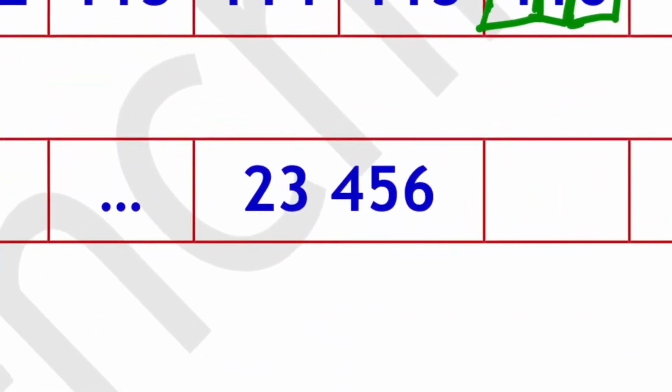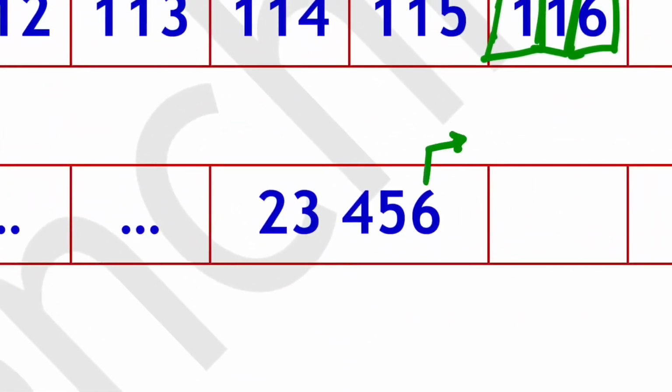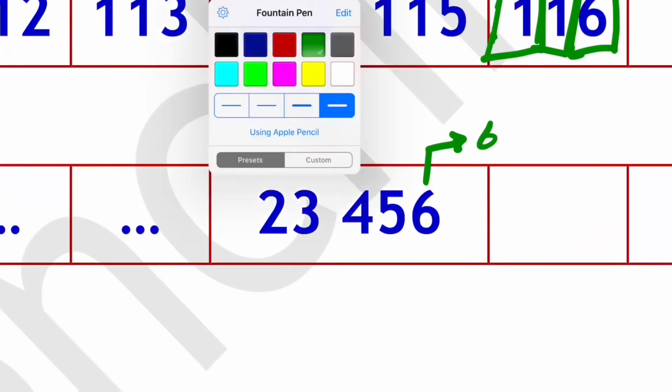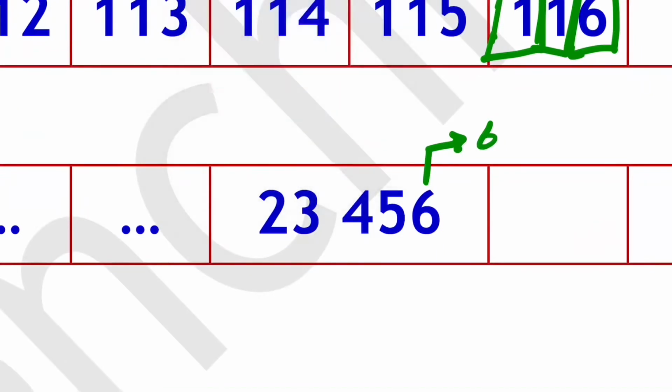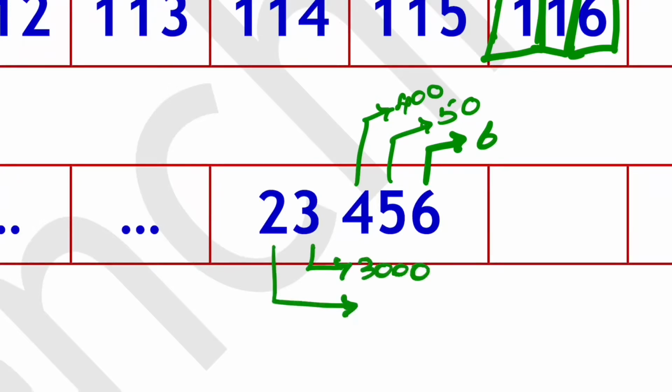If you think about this one, now look, 6 represents 6. 5 represents 50, that is in tens. 4 represents 400. 3 represents 3000 because it is in thousands position, and 2 is in 10,000s position, so that should be representing 20,000.